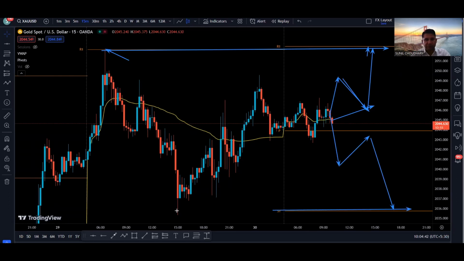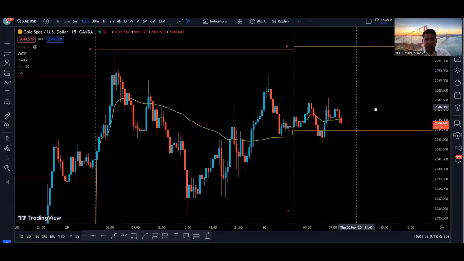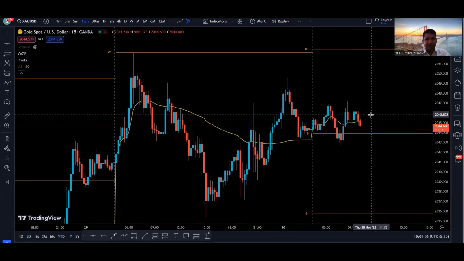this pivot line, which is perfectly aligning with the support on the left hand side, or you can see the new low created by the price. So that is something, these two scenarios I'm looking at on gold at the moment. If anything else develops, I will share it in my Telegram channel as well.